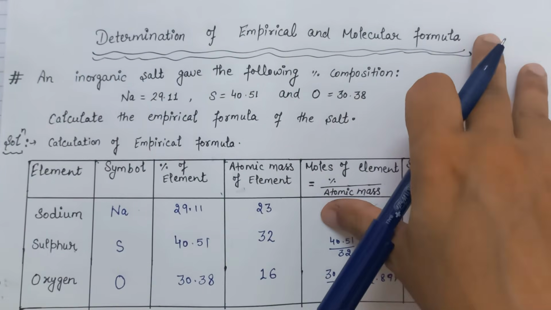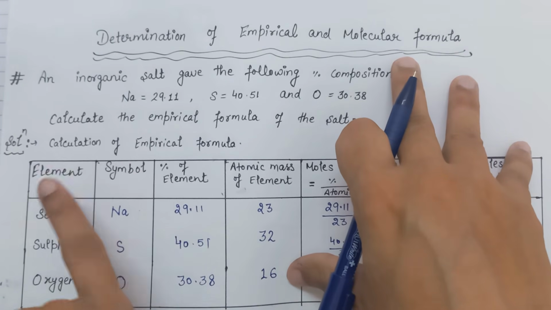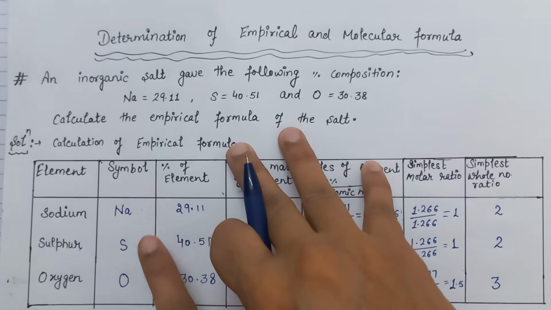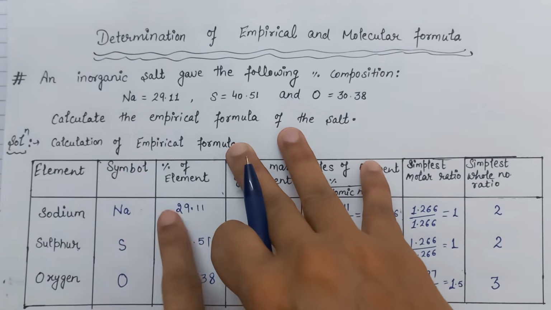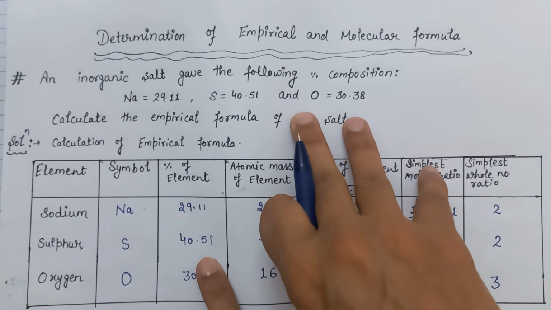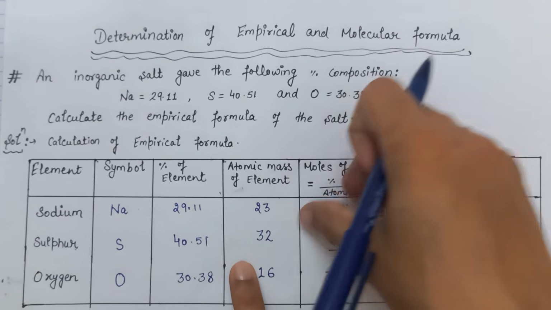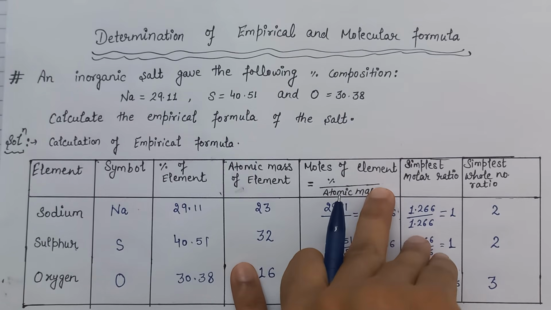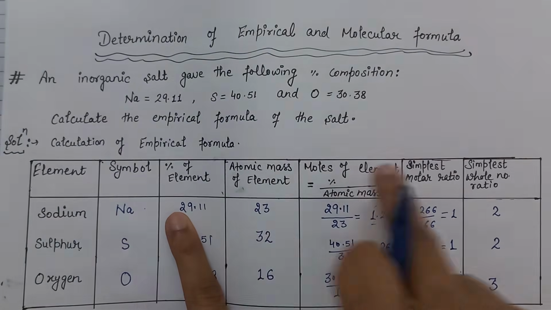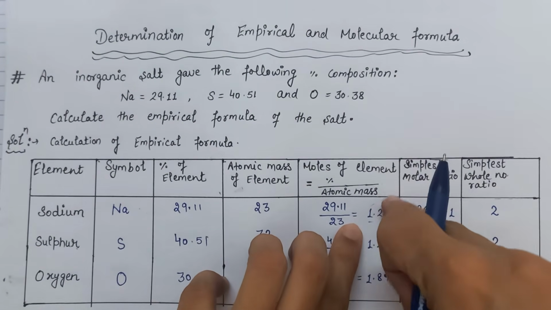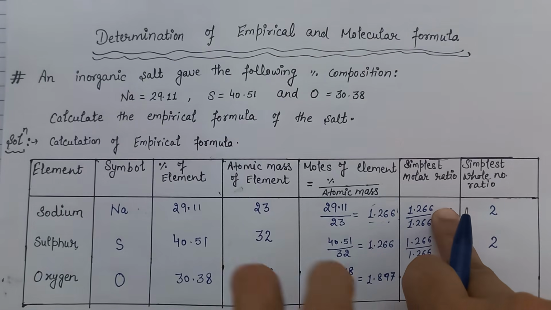So for the determination of the empirical formula of a molecule, first of all we have to draw a table. In the first column we write down the elements that are given. Then in the next column we write down the symbols of these elements. After that we write down the percentage composition of each element given in the numerical. Then we write down the atomic mass of each element. Then we calculate the moles of elements by dividing the percentage composition by the atomic mass of the element. After that we convert these moles into a simple ratio by dividing the moles of each element by the smallest of all these.